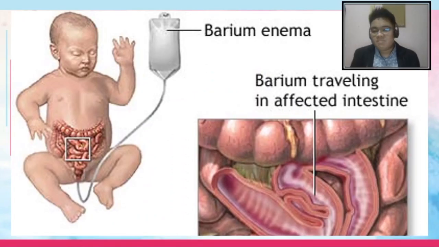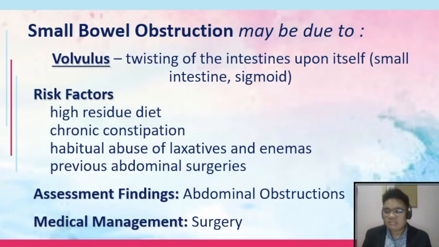With barium enema, as you can see, if the barium is traveling through the affected intestine, you will see that there will be narrowing here. Then part of the barium would go here. So that will give us a sign that your patient is having intussusception.